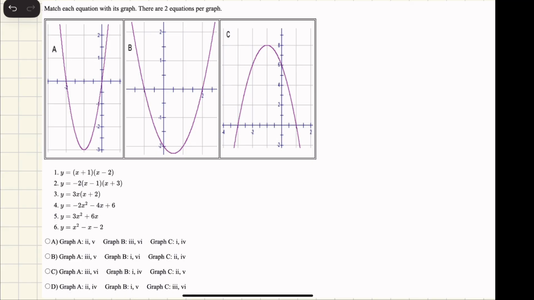So I'm going to look at the x-intercepts here of each. So let's say for graph A, and then we have a vertex over here. So I'll write V for vertex.